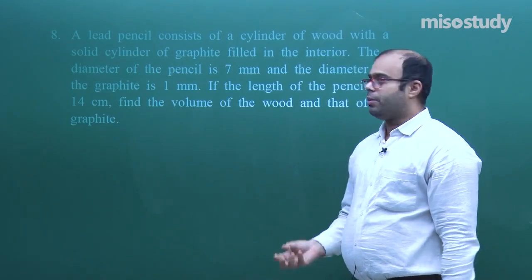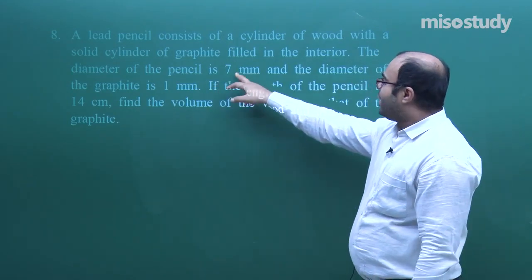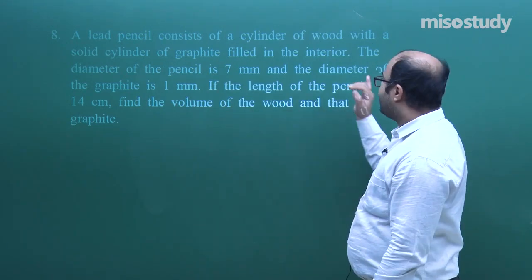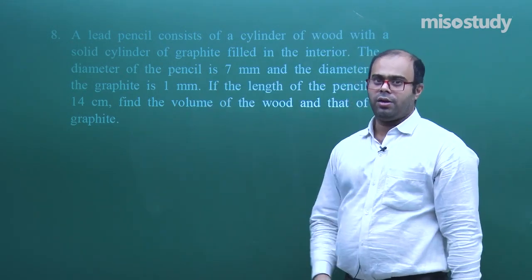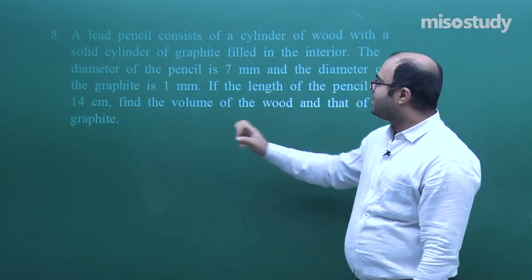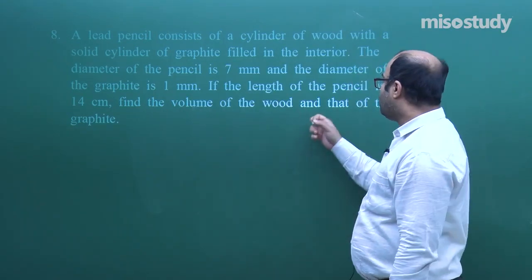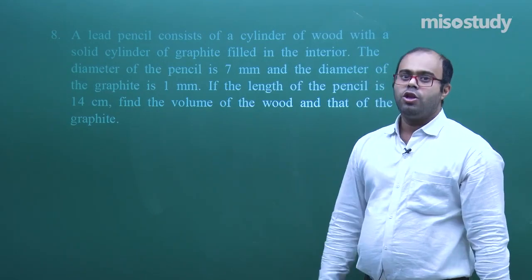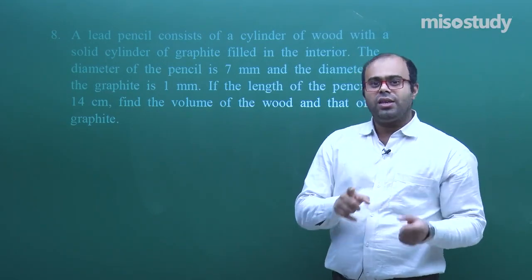It is cylindrical in shape. The diameter of the pencil is 7 millimeter and the diameter of the graphite is 1 millimeter. So, the major portion is the wooden part. If the length of the pencil is 14 centimeter, find the volume of the wood and that of the graphite. So, we have to find the volume of the wood as well as the graphite.